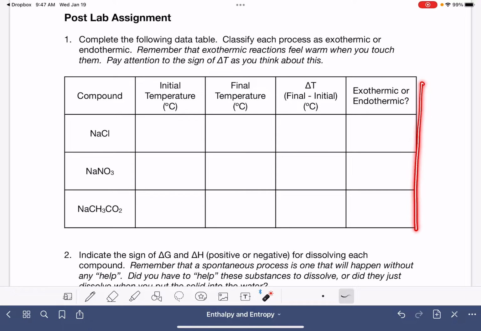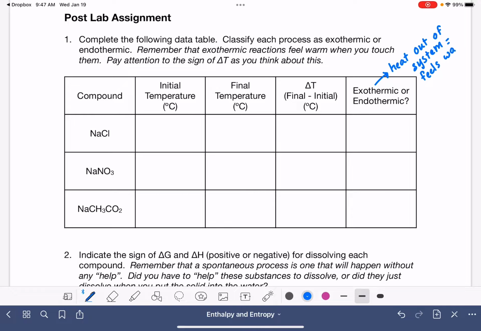In the last column here, you are going to classify each one of these processes as either exothermic or endothermic. As a reminder, an exothermic process is one where heat is exiting or leaving the system. So this is where heat goes out of the system. And that would mean, imagine like a bonfire, that this is something that feels warm if you touch it because heat is leaving the system.